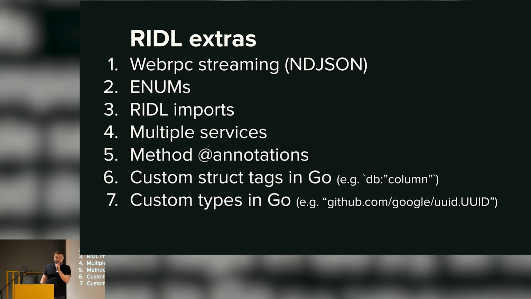webrpc also supports streaming, which is server-to-client one-way streaming using NDJSON, which is newline delimited JSON. We also support enums that are then transformed into ints with proper marshallers on the Go side. We also support enums in TypeScript and JavaScript. The RIDL can handle multiple services at the same time.